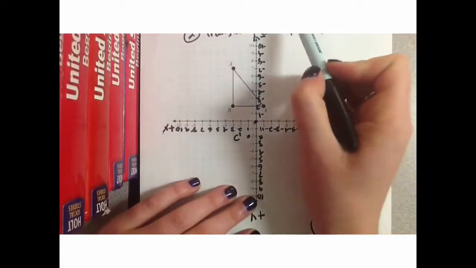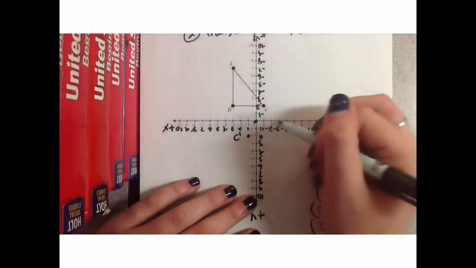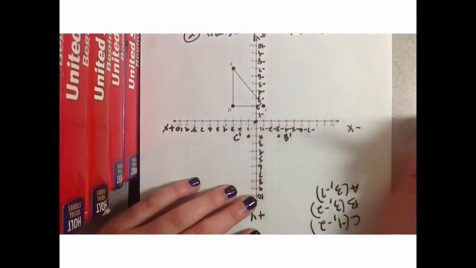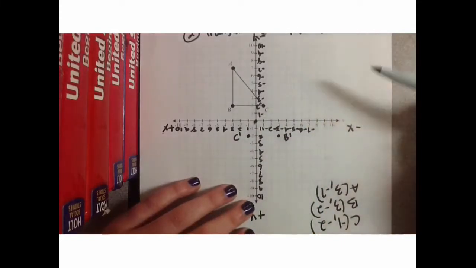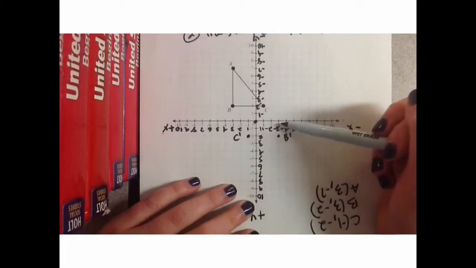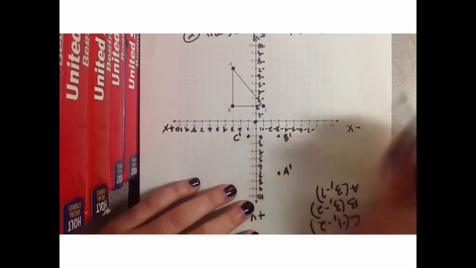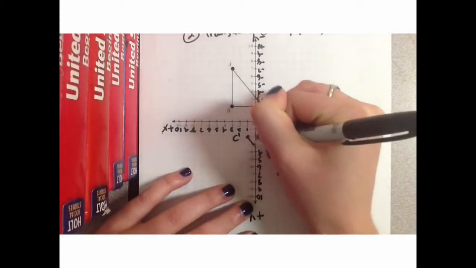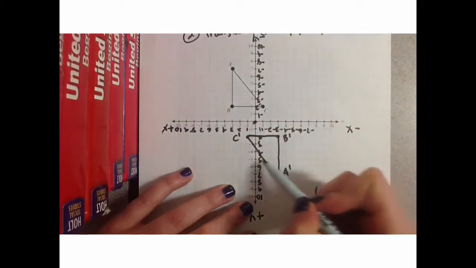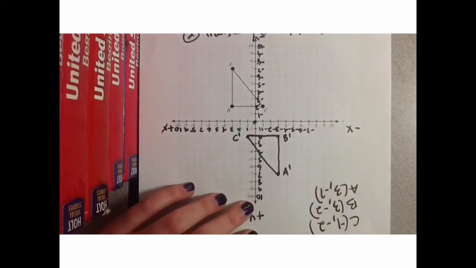The next thing I'm going to do is I'm going to plot B, which is at 3, -2. So I'm going to go to 3 for my X value and down to -2, and that becomes B prime. Now finally I'm going to plot A, which is at 3, -7. So go to my X value of 3 and go down to 7, and that becomes A prime. Now, this is only the first transformation, and again, we see this triangle has been rotated 180 degrees clockwise or counterclockwise, depending. It doesn't matter for 180 degrees.